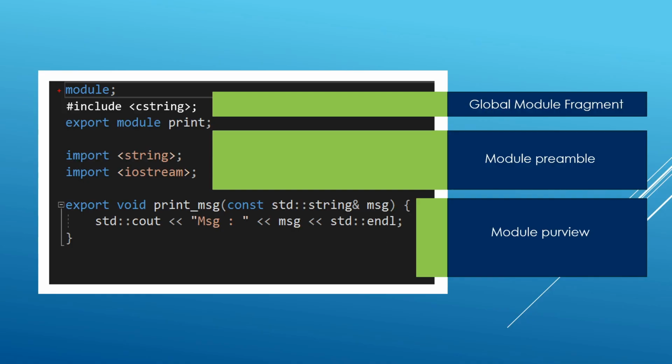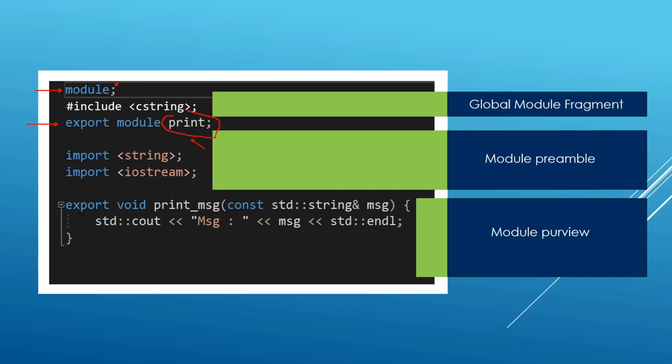Your module file is going to start with this "module;" line. You really need this. And if you go down, you will have a module declaration. The syntax is going to be export module, and you specify the module name. Here, the module name is print. This is something you need to keep in mind.